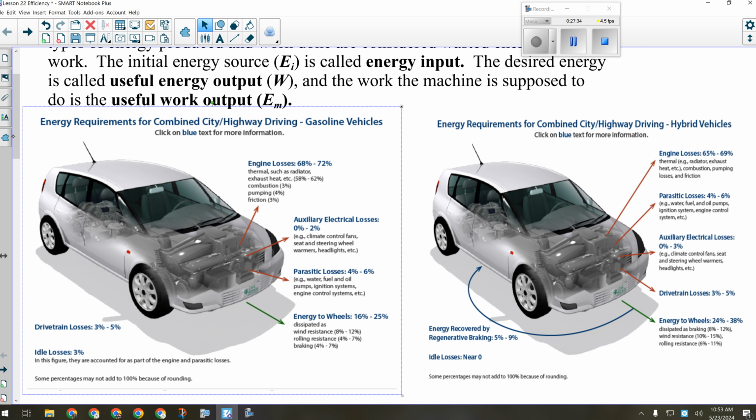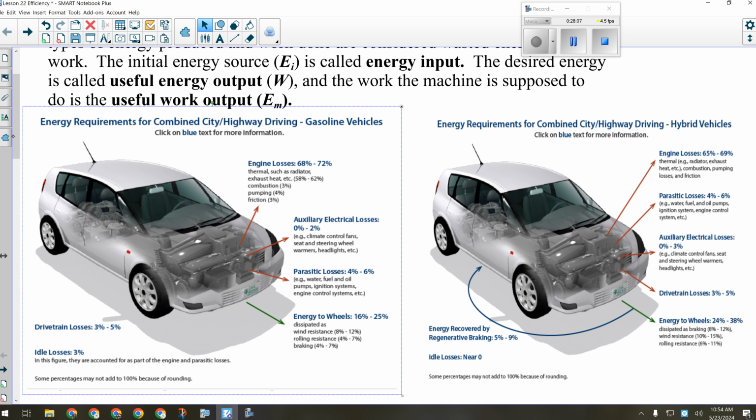Okay, then you have parasitic losses. That's water, fuel, oil pumps, ignition systems, pollution control, engine control systems. All that stuff takes heat. Heat goes in there and it's lost. Okay, energy to the wheels, 16 to 25%. That's what propels your car forward. So the precious $100 worth of gas that you put in your car, $16 to $25 actually ends up turning the wheels. Okay, is that really good?